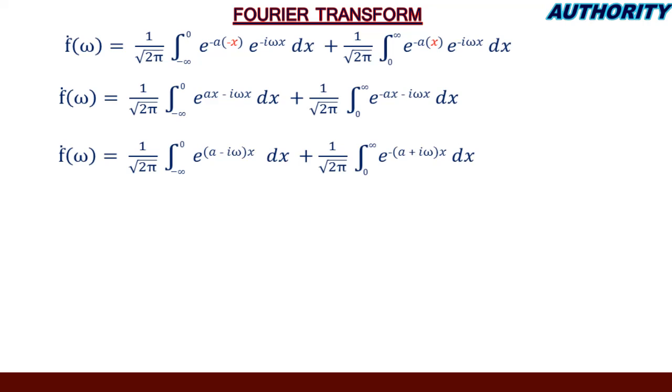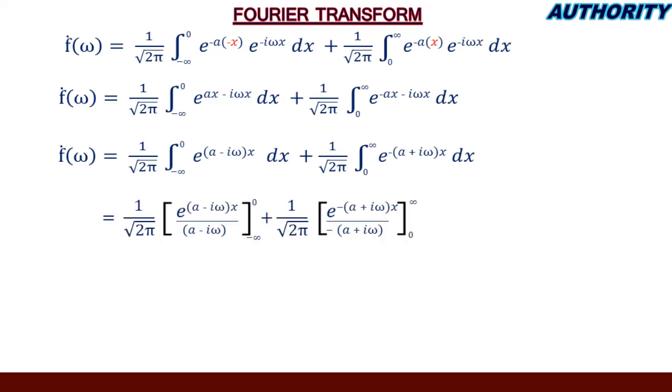So integrating, we're going to have 1 all over square root of 2 pi, open bracket now, e raised to the power of a minus I omega in bracket x all over a minus I omega. And then our boundary from negative infinity to 0, plus the next one, we have 1 all over square root of 2 pi, open bracket, e raised to the power of minus a plus I omega, close the bracket, x all over minus, open bracket, a plus I omega. Then close the big bracket, our limit or our boundary from 0 to infinity.